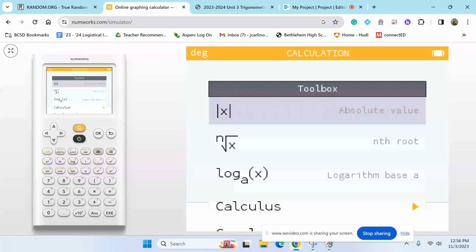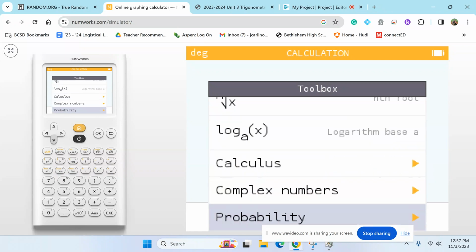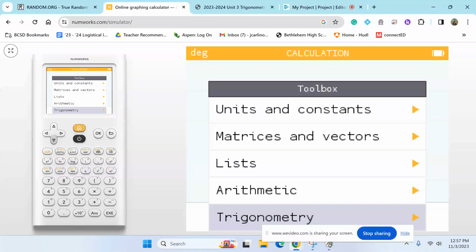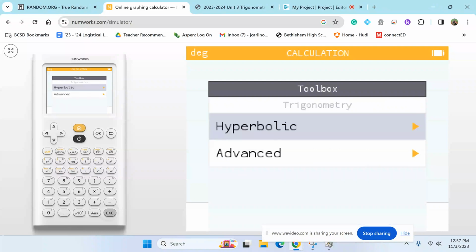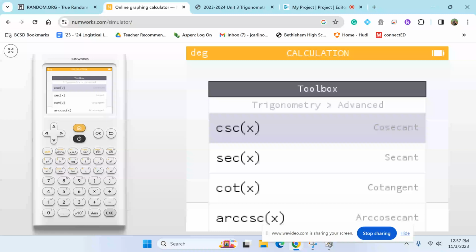Up comes a lot of stuff, like if I ever need to do absolute value, or some type of root that's not square root. Keep scrolling down. You'll finally hit trigonometry. Everyone on trigonometry? Execute. You want to go to advanced here. So trigonometry advanced, and there they are. They're the 3 you need. You have no idea what you had to do in the past with your TI.